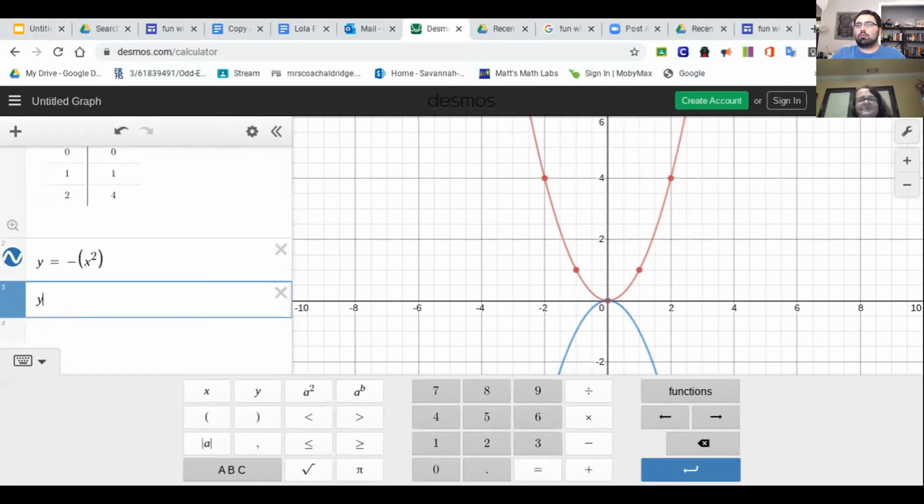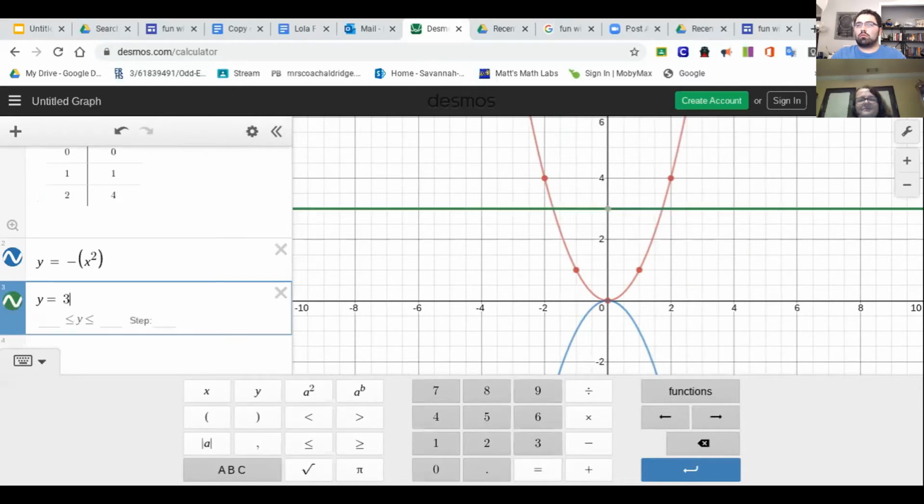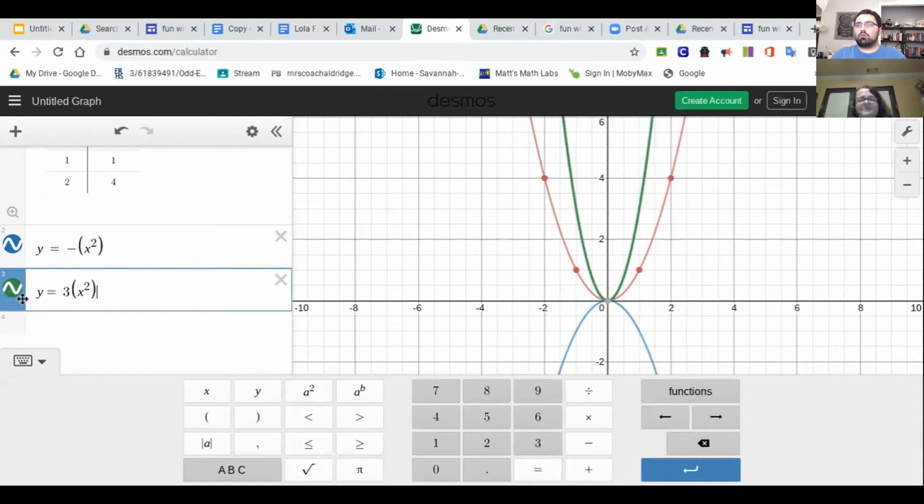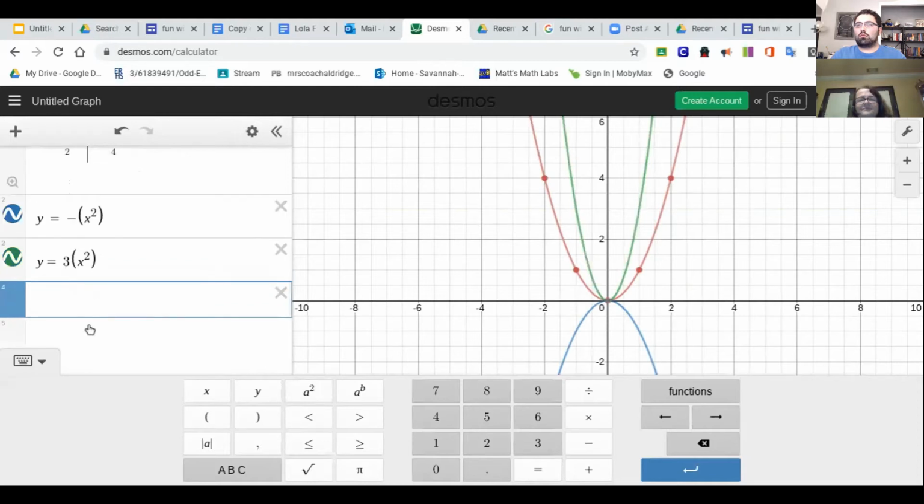If you remember how to do a stretch, you have to multiply by a factor of greater than 1 if it's going to be a stretch. So it would be like 3 times x squared. And it makes the graph skinnier. Or if you're multiplying by a fraction, it's going to make it fatter because it's going to be called a shrink. Even though it's fatter, it's a shrink.